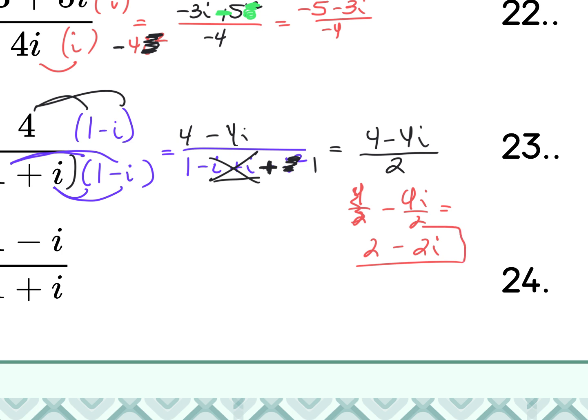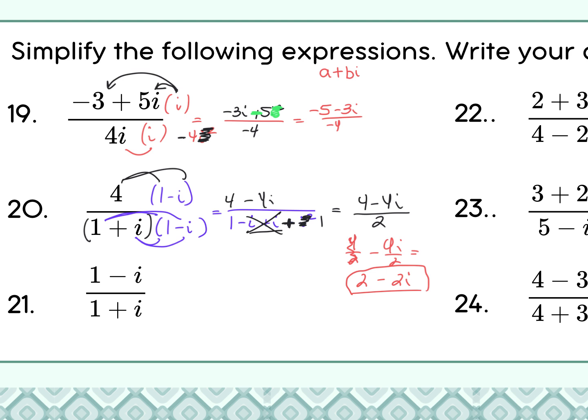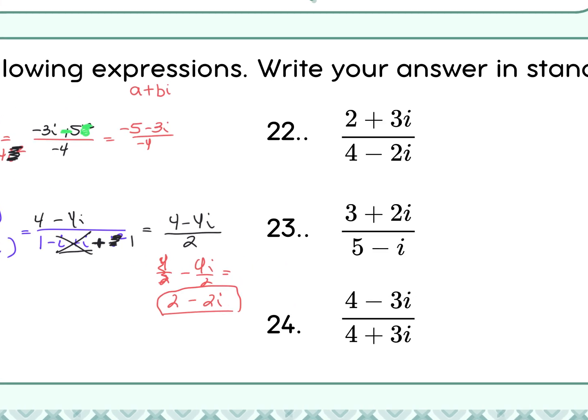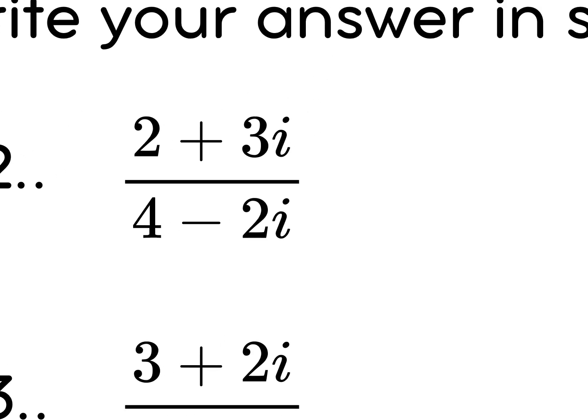So you're always going to do the same thing. We're going to multiply by the complex conjugate, and then we're going to pull apart and see if we can simplify. Let's do 22 and 24. All right, what's the problem? What's the issue? There's an i where?